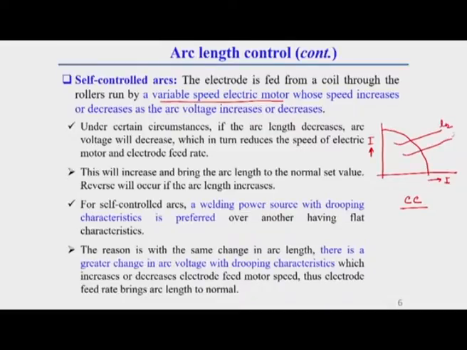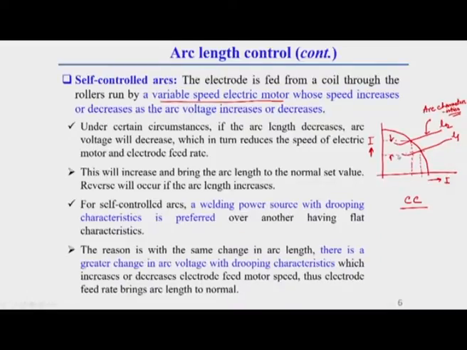This is for L2, this is for L1. That means for a particular arc length, this is called the arc characteristic curve. You know this already. This is called arc characteristics. Now here one thing you can observe.